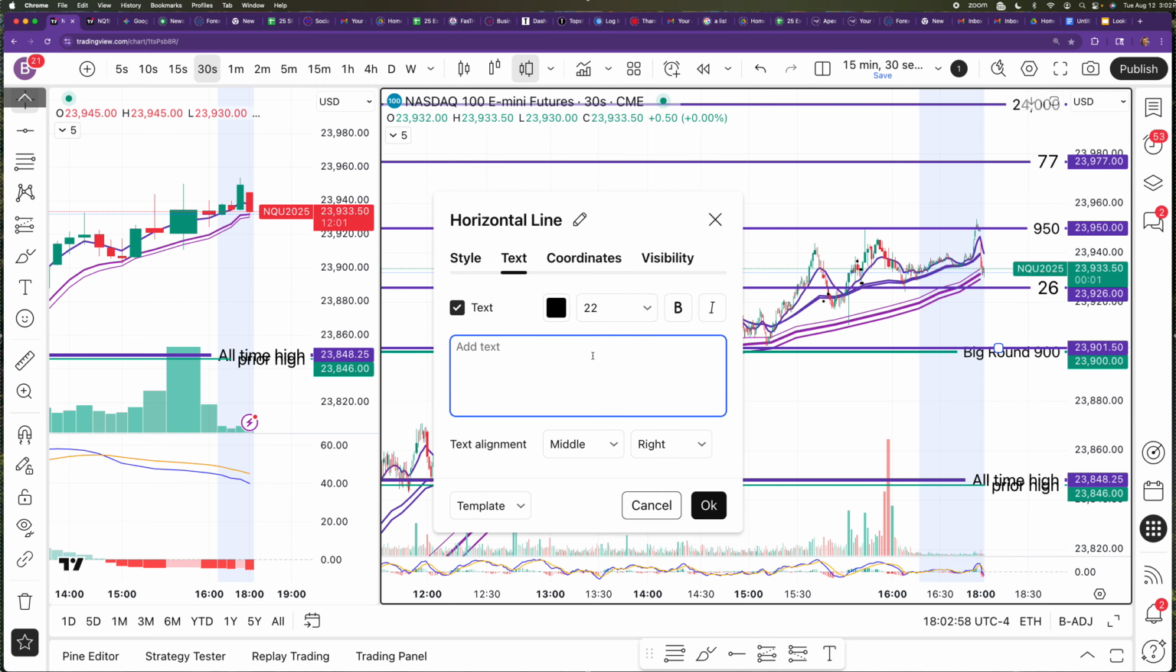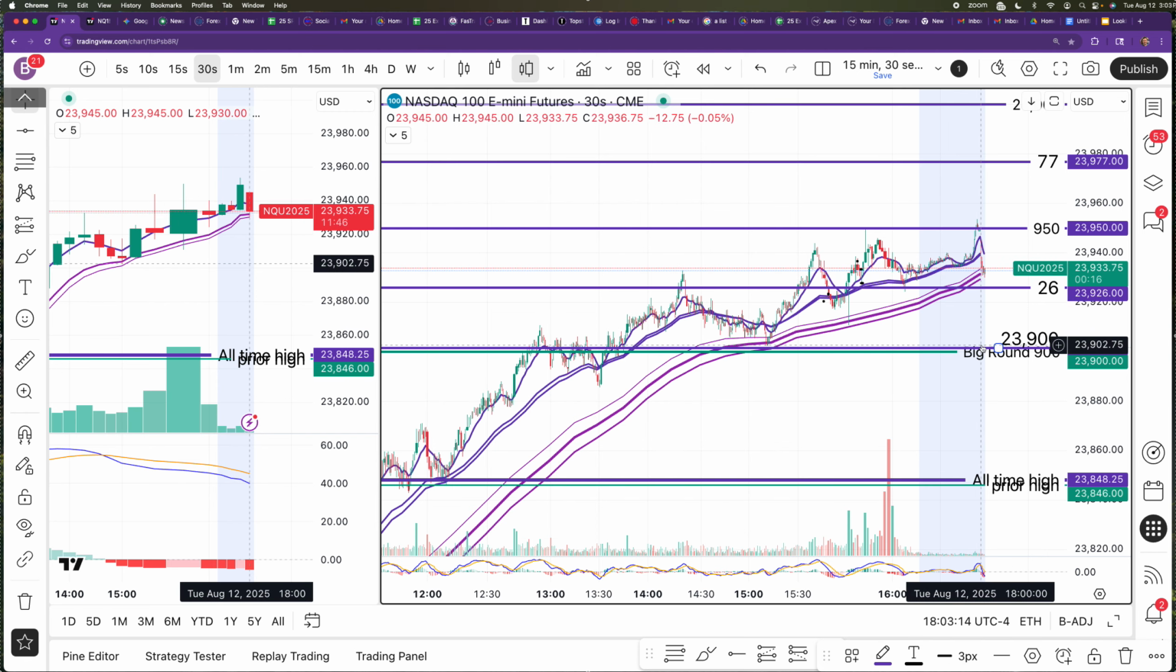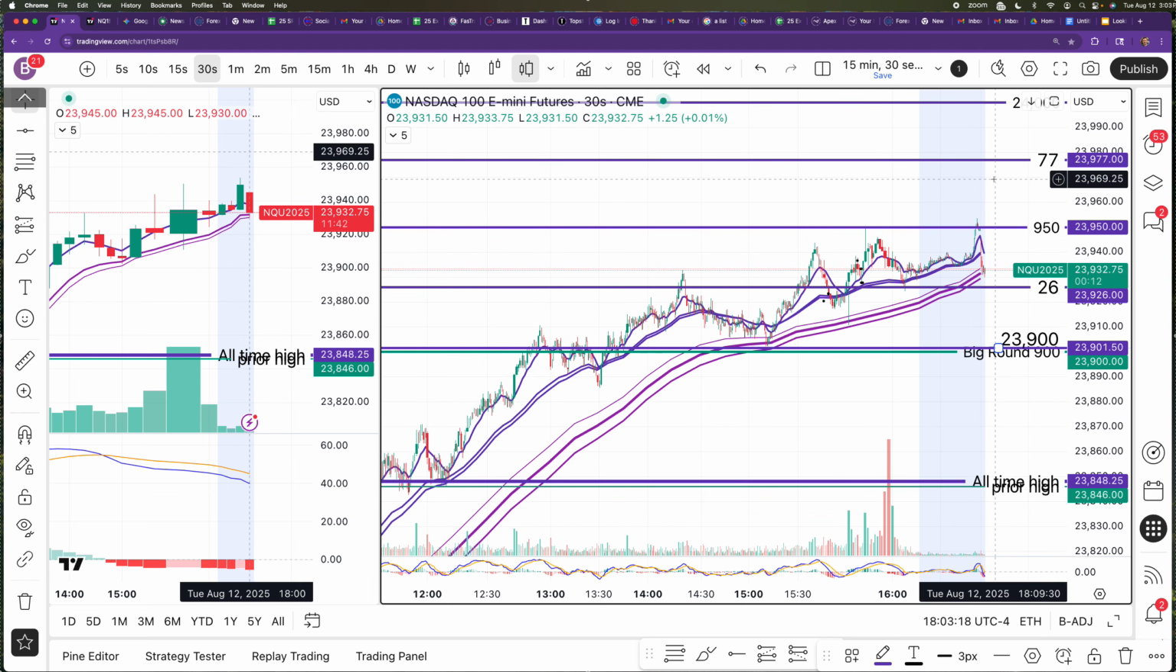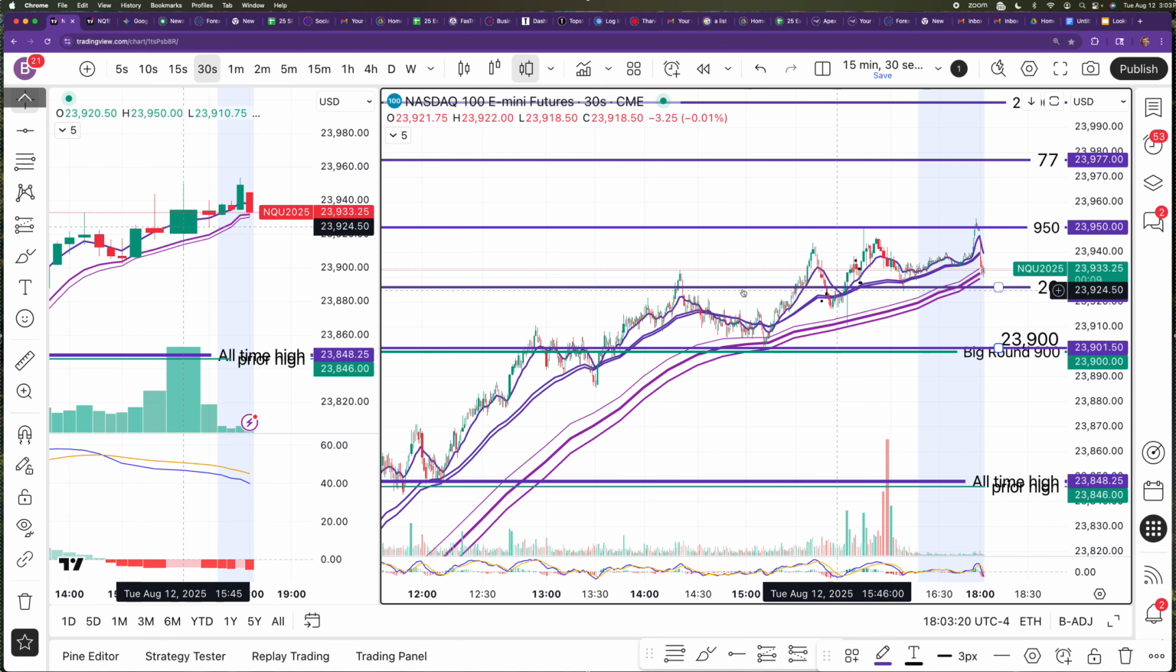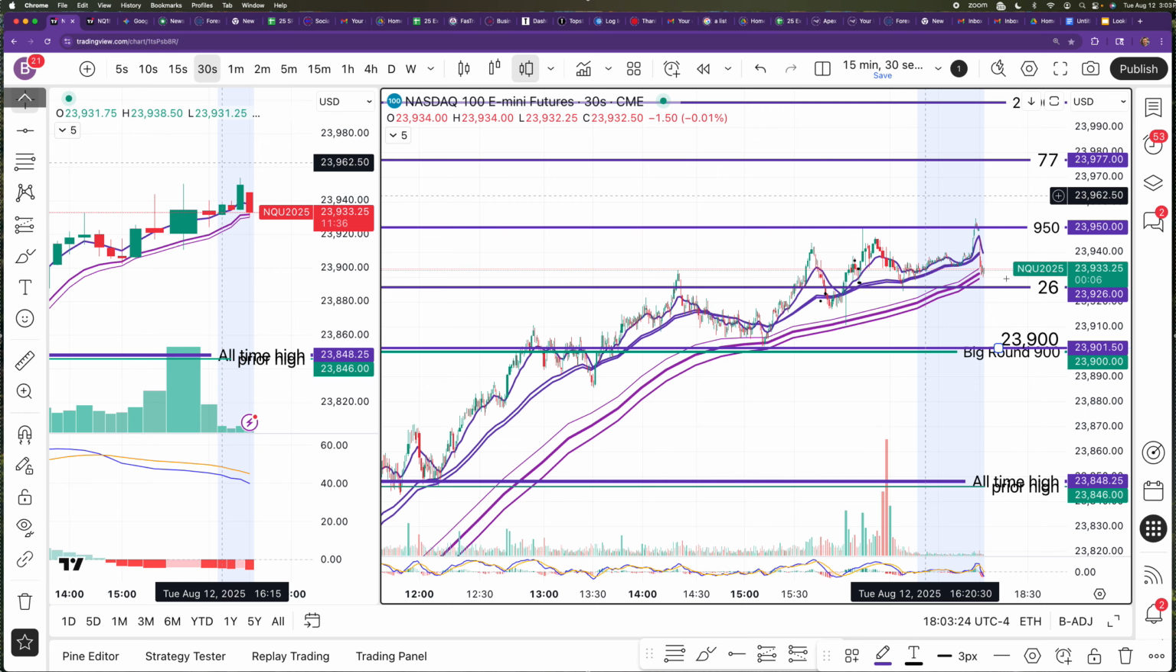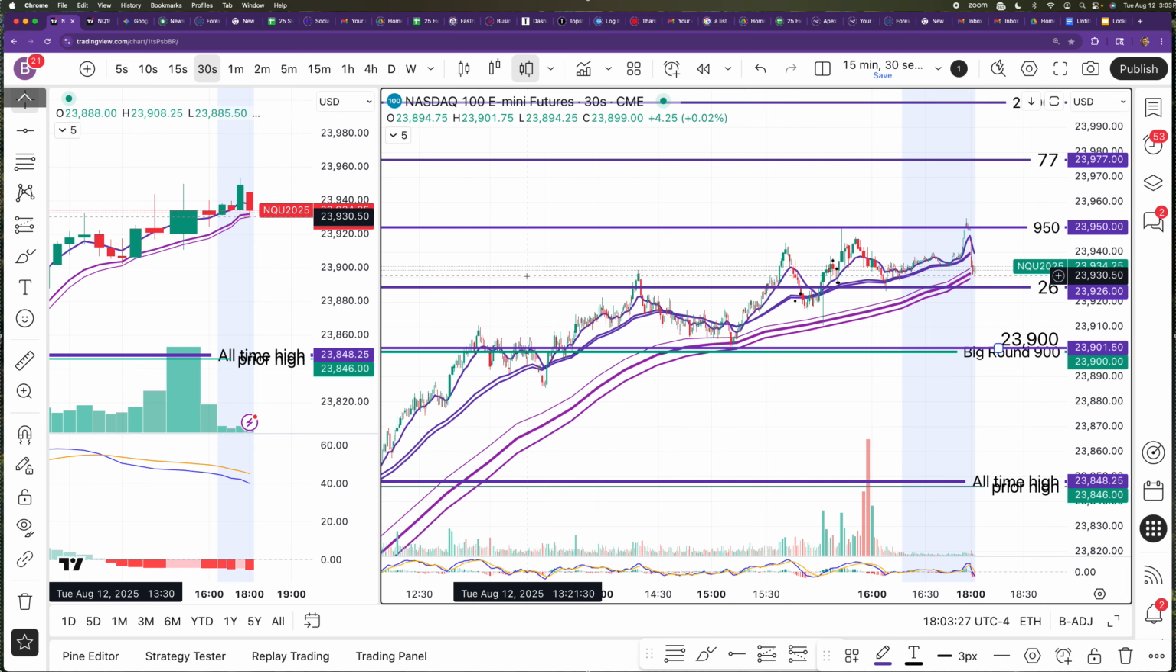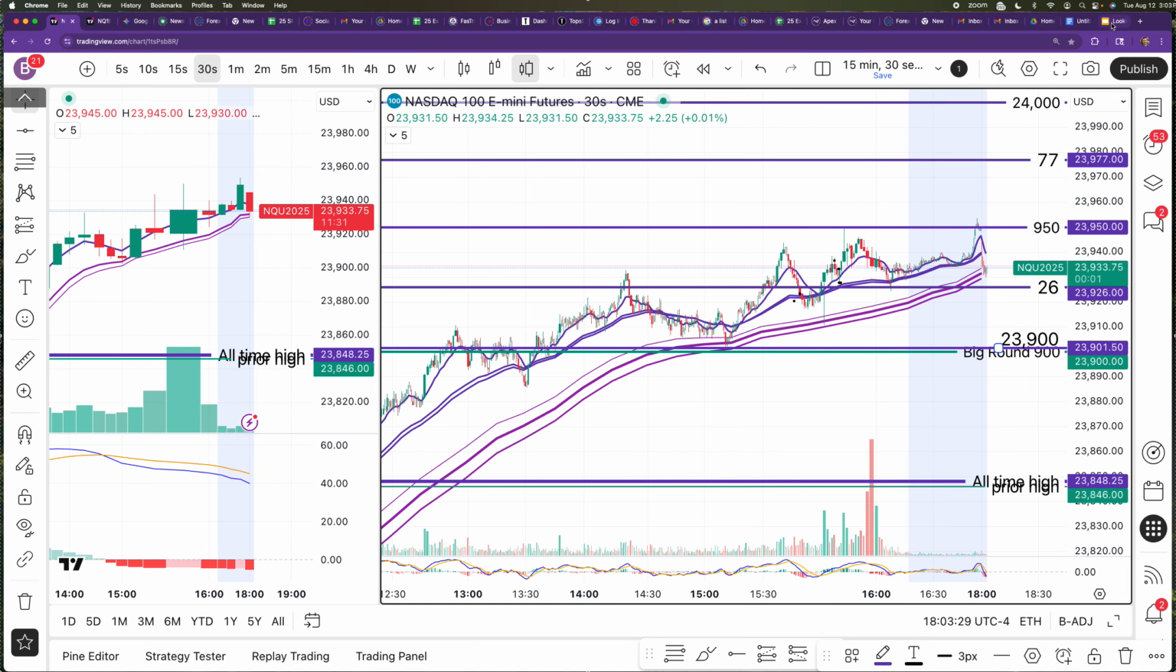If I double click that, then I can actually add text and say, yeah, I want a big round number, or I want say the number itself, whatever it is, like in this case 23,900. Just do that, and that winds up on the chart there. Same thing for the halves, 950 I put. And then you've got 77s and 26s, okay? These are key levels also to put in because price definitely respects these areas, and they become levels that we want to take trades off of, okay?